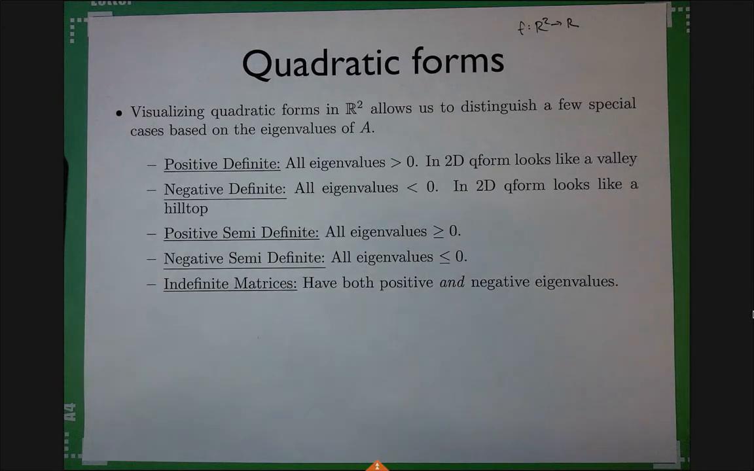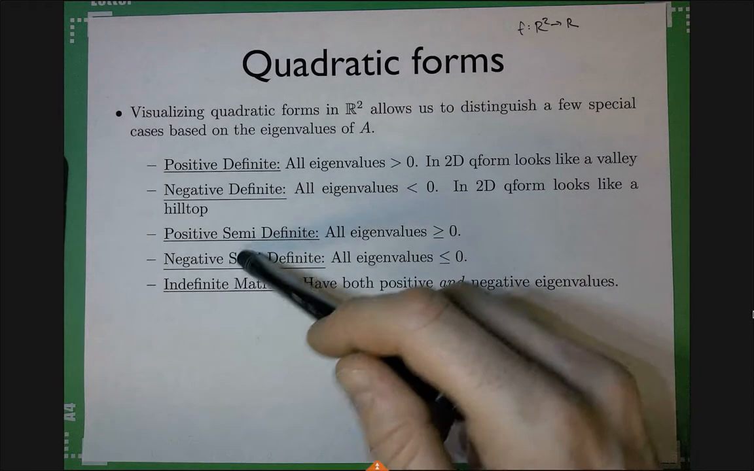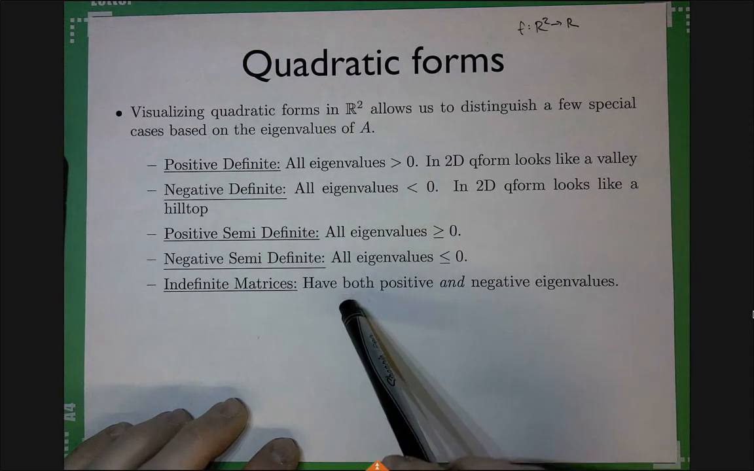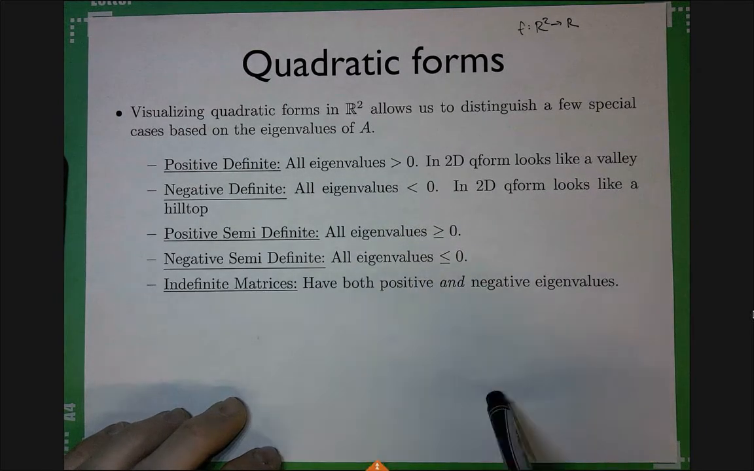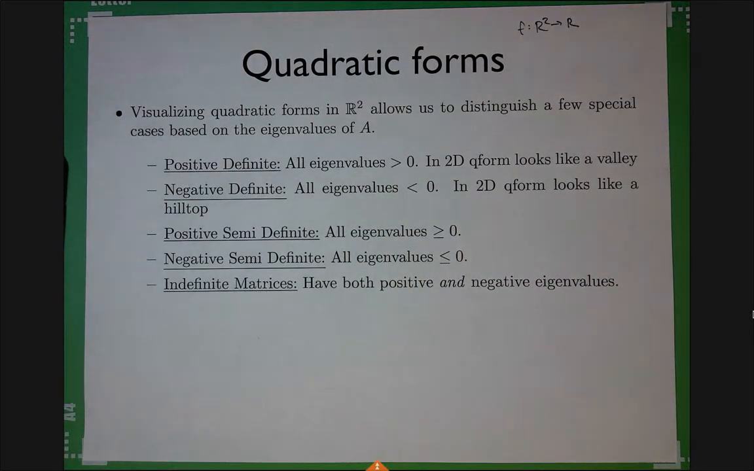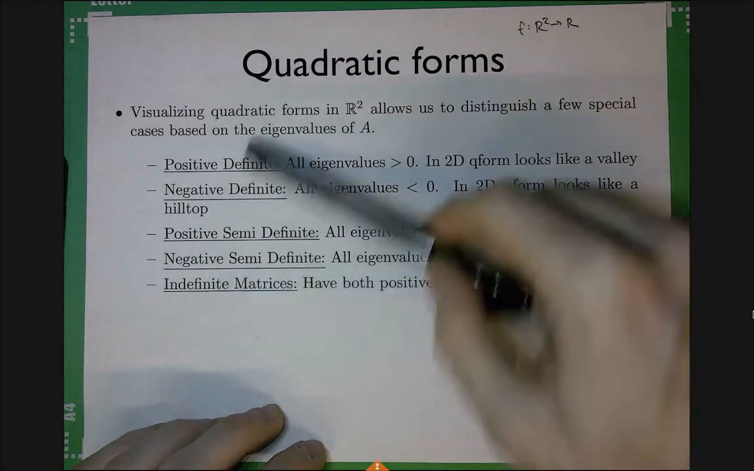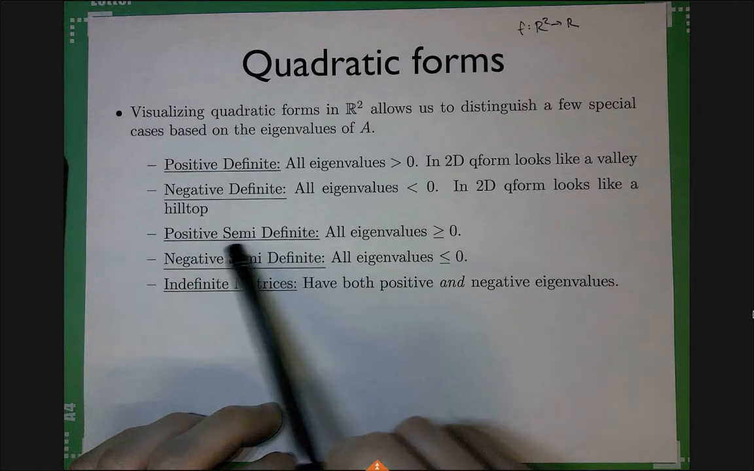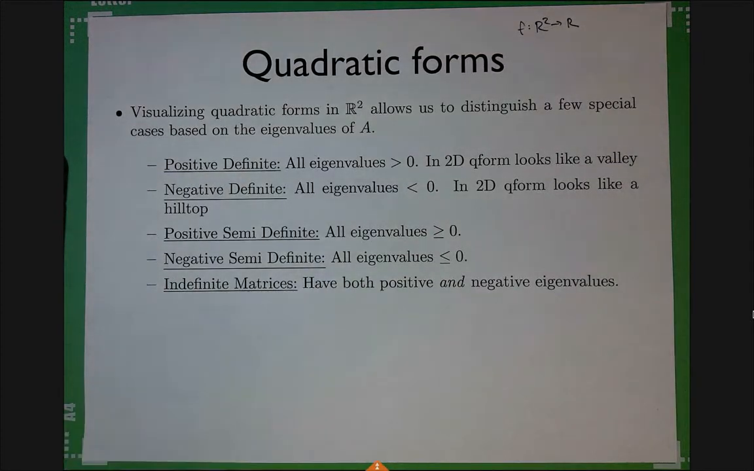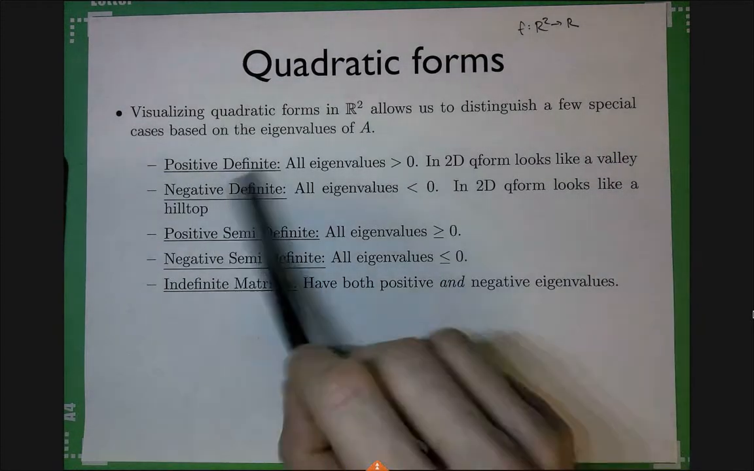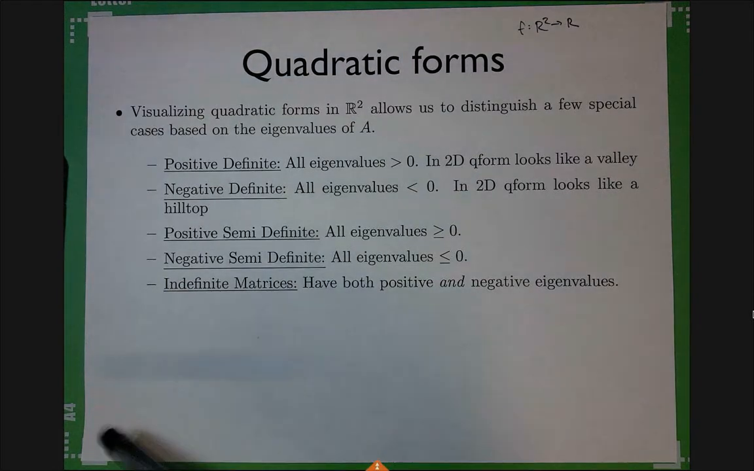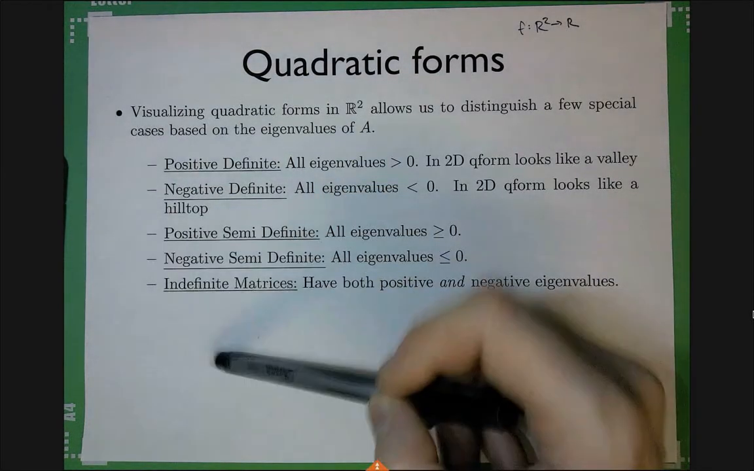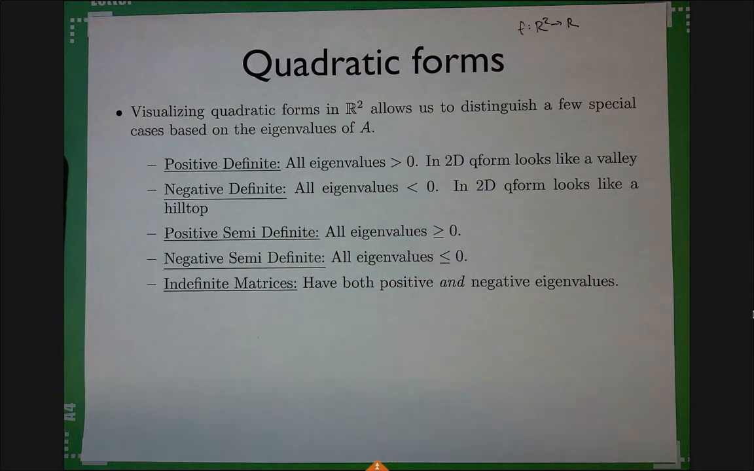So the way you can classify these forms is by looking at the eigenvalues and seeing to which category they fall. They always have to fall into exactly one of these. Well, I guess you could say that positive definite is also positive semi-definite, but naturally you just classify it into the most restrictive one.